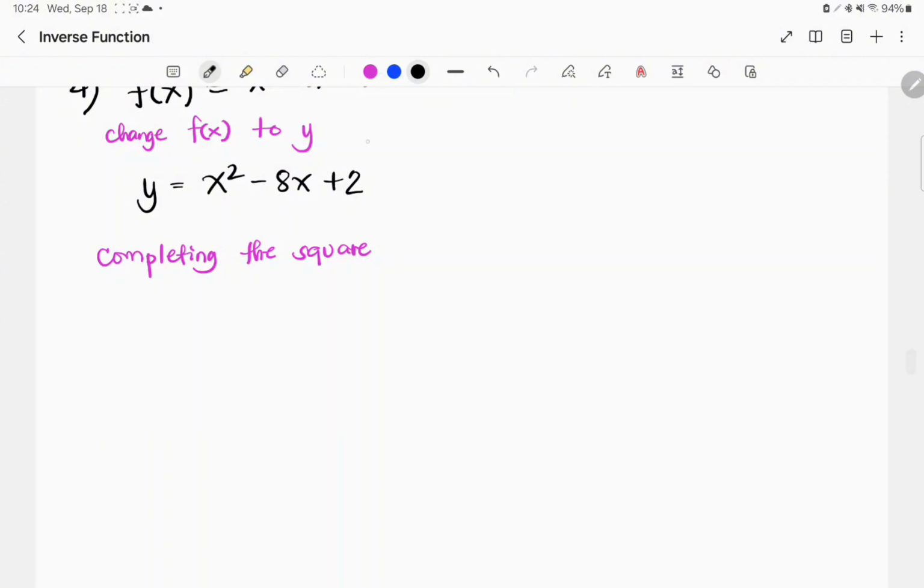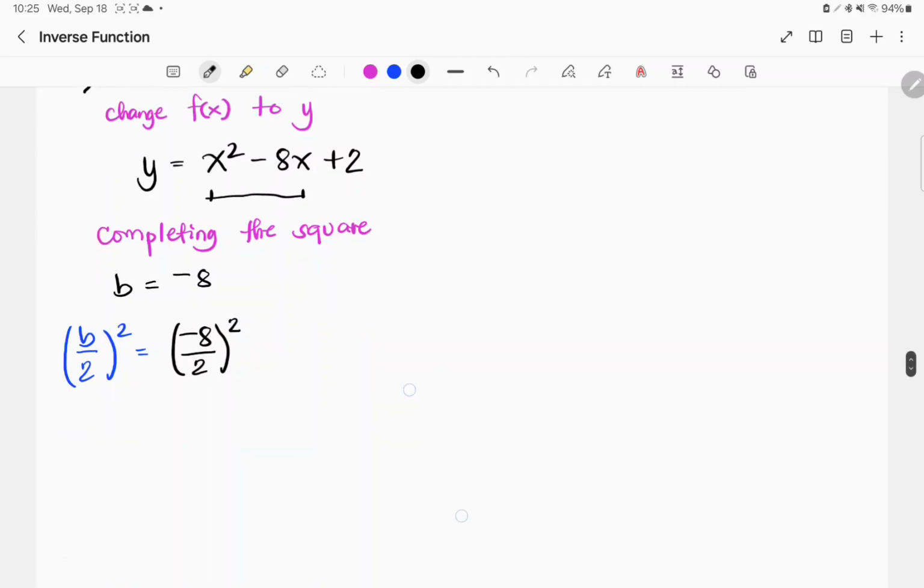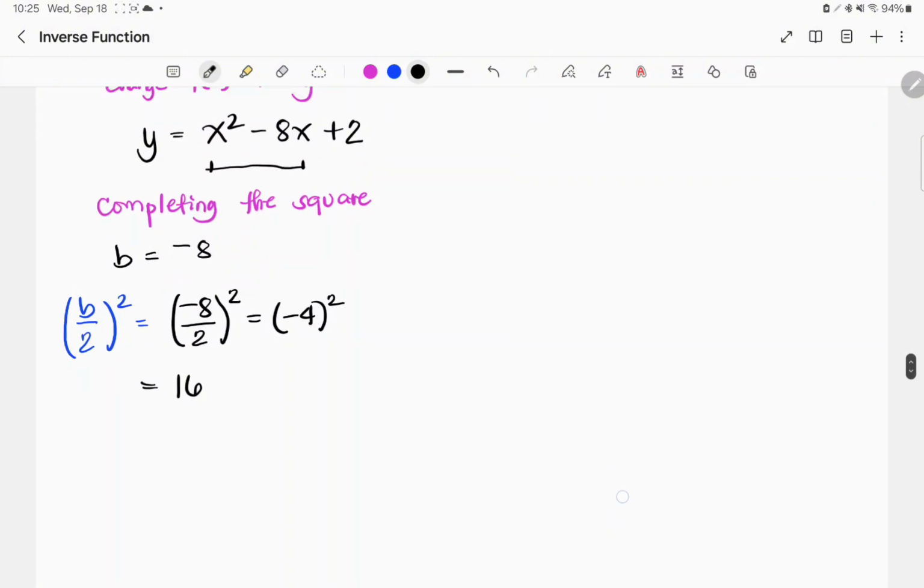So we are just going to look at the first two terms, but actually we're just looking at the term which is just x. So our b here is negative 8. To do completing the square, of course, we have to use the formula b over 2 square. Since our b is negative 8, that is negative 8 over 2 and followed by square. So let's solve the inside. Negative 8 over 2 is negative 4. And we still have square, whose product is positive 16. So this 16 will be added and subtracted on the right side of the equation.